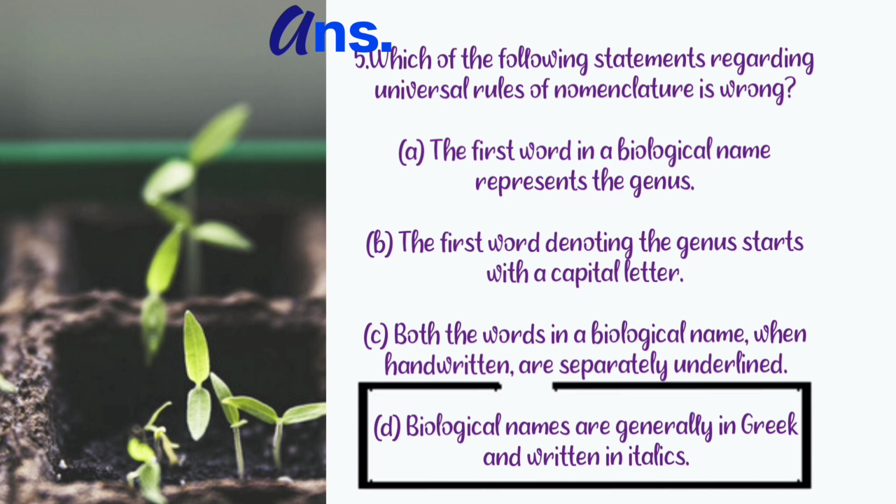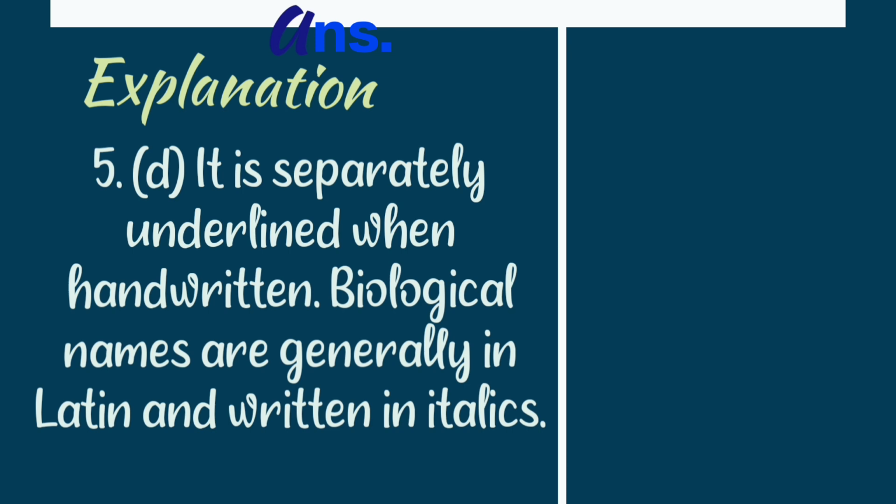And the answer is D. Biological names are generally in Greek and written in italics. Explanation 5. D. Biological names are generally in Greek and written in italics. It is separately underlined when handwritten.